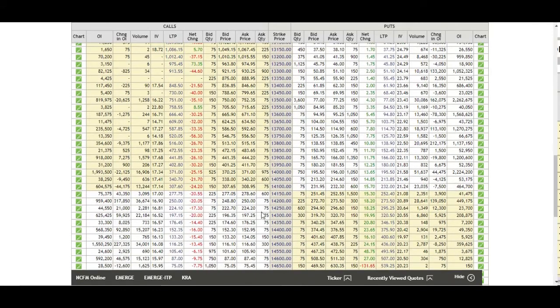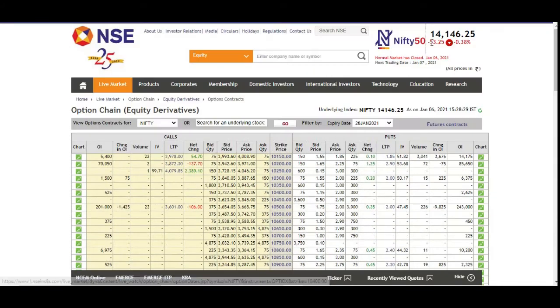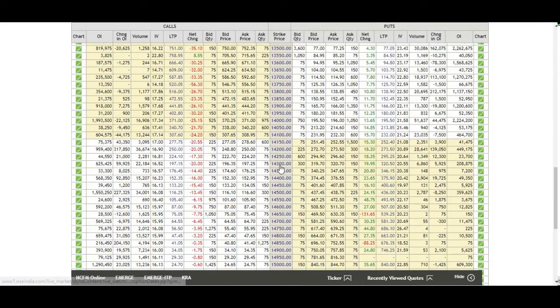Okay, so let's take an example. Right now the market is trading at 14,100, so right now the market is at 14,146. If a trader thinks that the market will go above 14,300 before this particular expiry, then what the trader can do is buy this 14,300 call option, assuming that the market will go beyond that. I'll show you in a payoff graph.